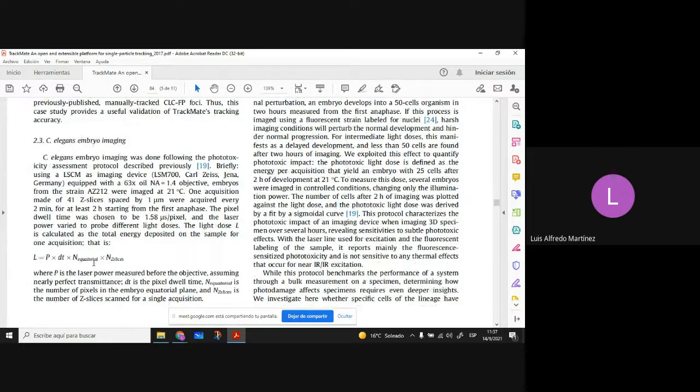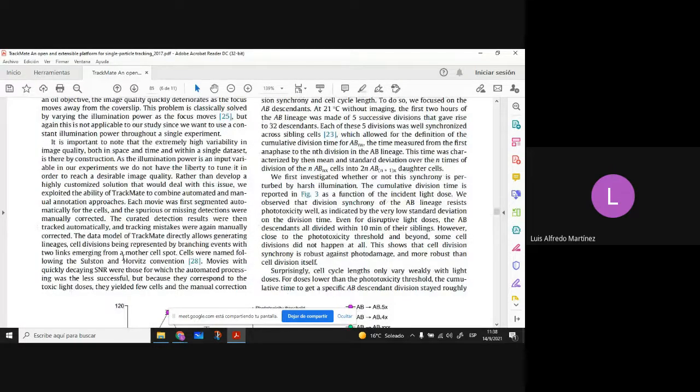The light dose is calculated as the total energy deposited on the sample for one acquisition. That is that formula. P is the laser power, T is the pixel dwell time, N equatorial is the number of pixels in the embryo's equatorial plane, and N z-slices is the number of z-slices scanned.